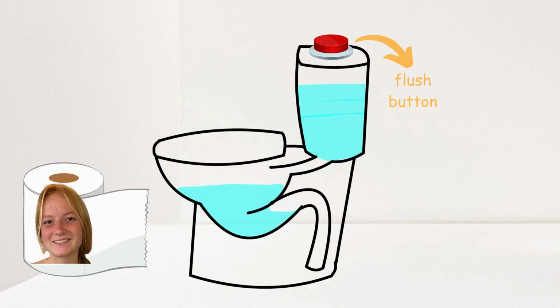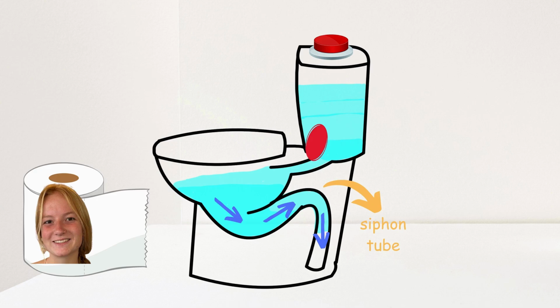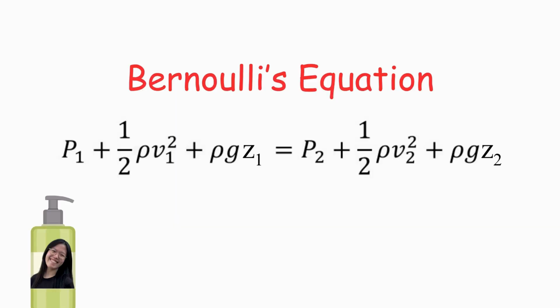When the flush button is pressed, the flapper valve opens, releasing water into the toilet bowl from the tank. This causes the water level in the siphon tube to rise over the bend, and the siphon effect starts, allowing the water to be flushed into the sewage system. This is Bernoulli's equation. It is a key concept in fluid mechanics that relates pressure, density, speed, and height. In this case, it helps us understand how the velocity of water changes as it moves from the toilet bowl down the siphon tube and into the sewage system.